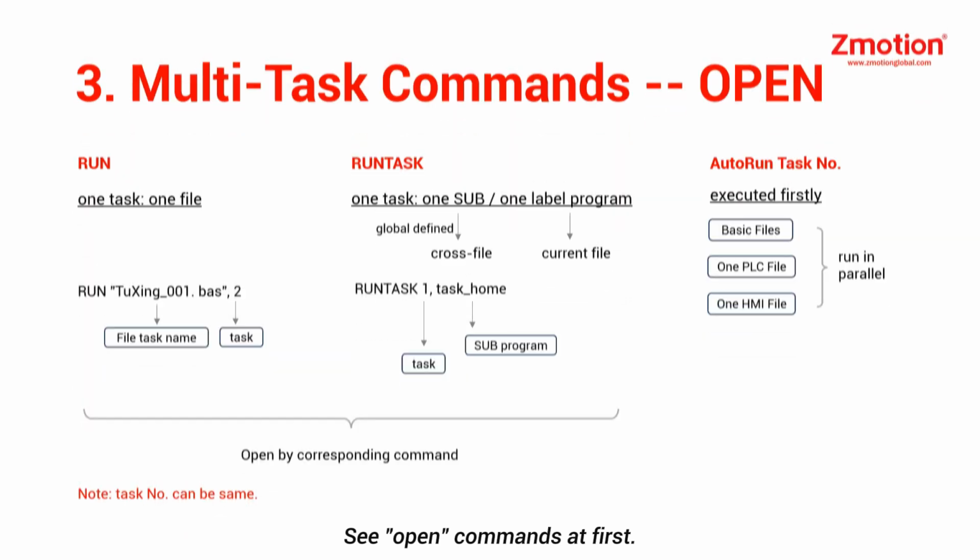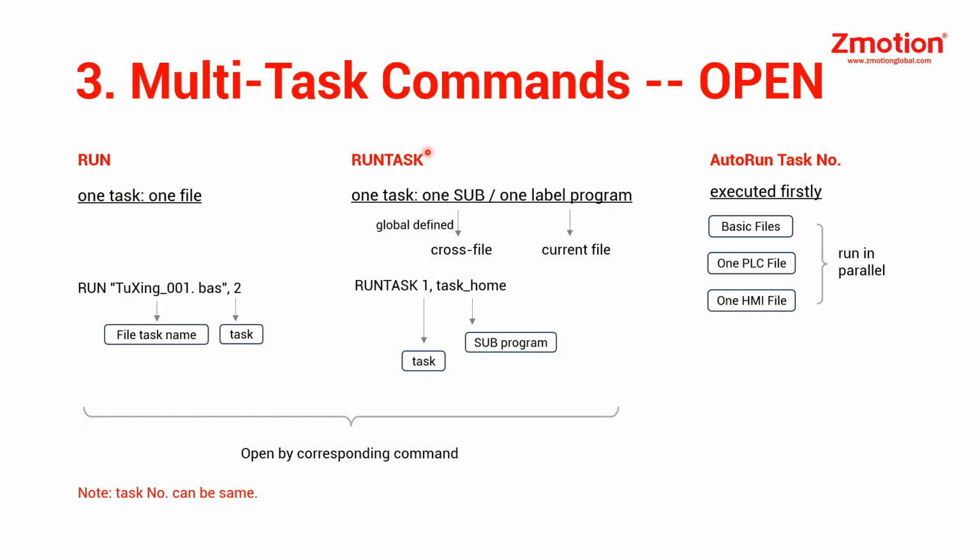See open commands at first. RUN and RUNTASK. RUN is to open one file as one task. Here is one usage example. The first parameter is the file name of the task to be run. The second parameter is the task number. RUNTASK is to open the task of a subprogram.